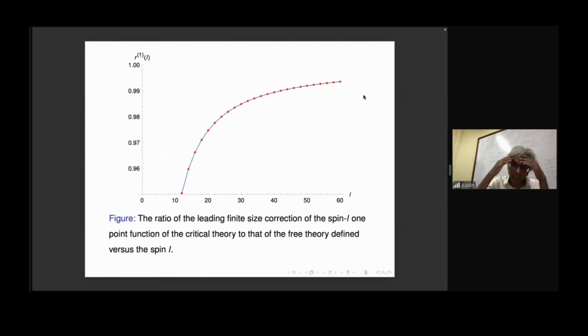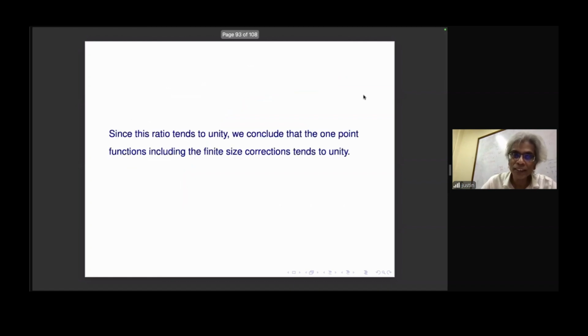Here we couldn't prove it analytically. So it's still numerics so far. Even for the finite size correction, as you increase the spin of the operators, it somehow tends to the free theory. It'll be good to prove this, but we haven't managed to do it.